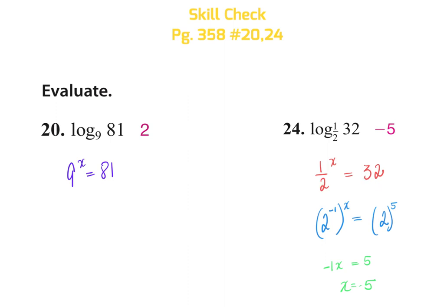And then I rewrote them both as powers of 2. So if I rewrote this as a power of 2, that's 2 to the negative 1. If I rewrite this as a power of 2, that's 2 to the 5th. So negative 1 times x, so this exponent will equal this exponent. And then I just solved.